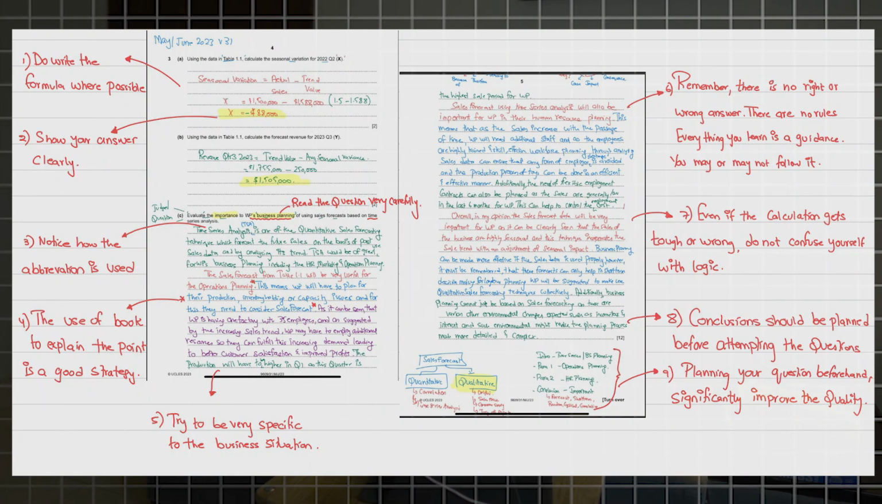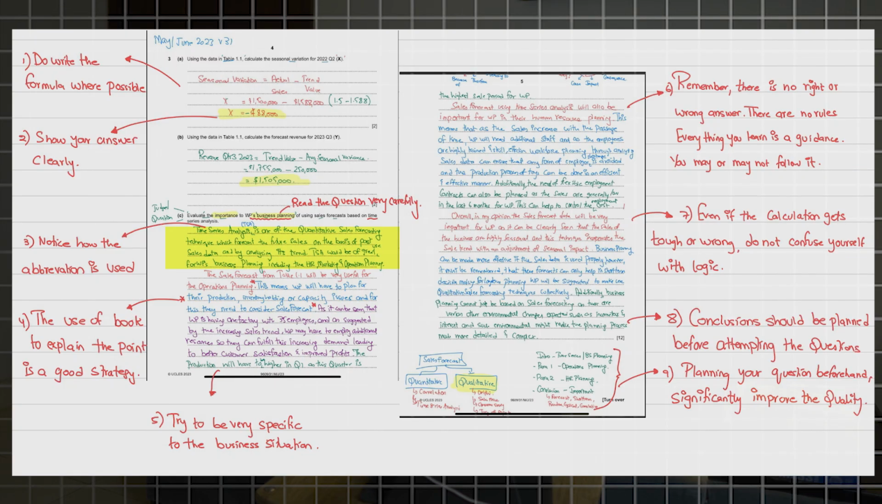And for the introduction paragraph, if I read this 12 marker, it's asking me to evaluate the importance to WP's business planning of using sales forecast based on this time series analysis. So how time series analysis will be important for business planning. Now that's a tough question, by the way, but it's evaluate. A 12 marker is always going to be an evaluate part, in which it's generally a two-sided discussion. It can be a one-sided answer, but it's generally a two-sided discussion of how it will be important for the business planning. So I think of a right introduction.